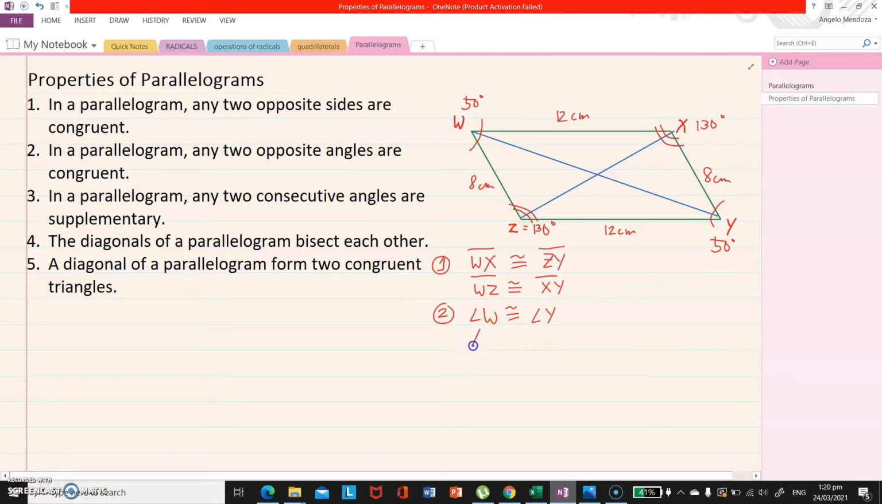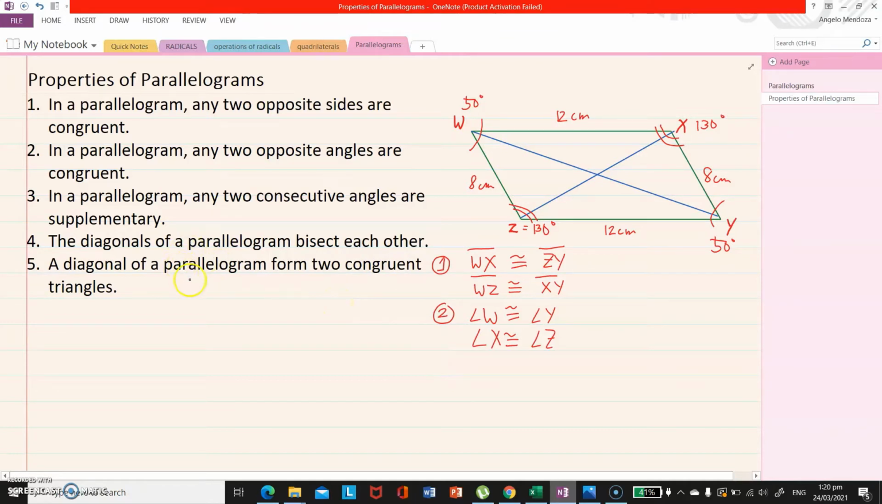So, therefore, we can say that angle X is congruent to angle Z, since they have the same angle measure. So, yun lang yung ilalagay nating sagot sa number 2, kasi any two opposite angles are congruent. And that is based on our given figure. Okay.